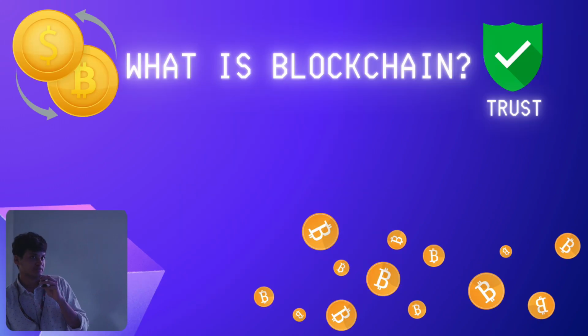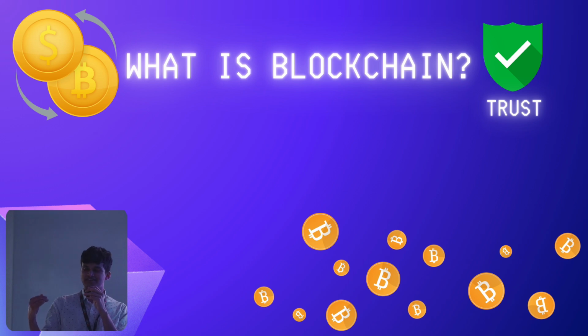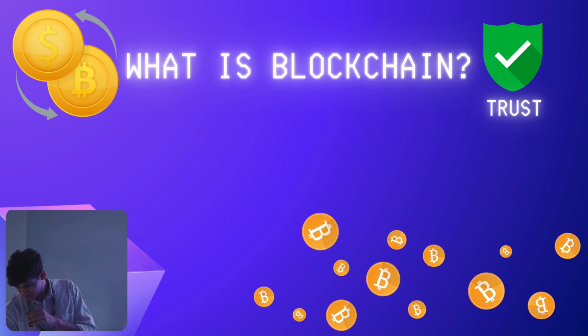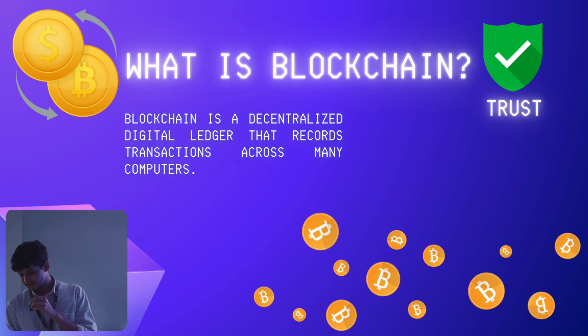So what is blockchain? Any guesses? What could be blockchain? Yeah, nicely said. It does track the transactions. It's a block of chain, which is a ledger. It's a decentralized digital ledger that records transactions across many computers. So it keeps track of all the transactions which have happened. By recording the transactions, we can eliminate the double spending problem.